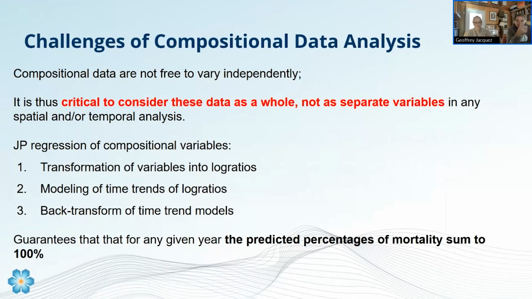And so what we have implemented here, and again, it's going to happen behind the scenes, is a joinpoint regression of compositional variables. We're going to transform the variables, create what we call log ratios, which are combinations of these variables. We're going to model, apply joinpoint regressions to these log ratios, and then we're going to back transform the time trend models. And so what you will see in Vesta is the end product.